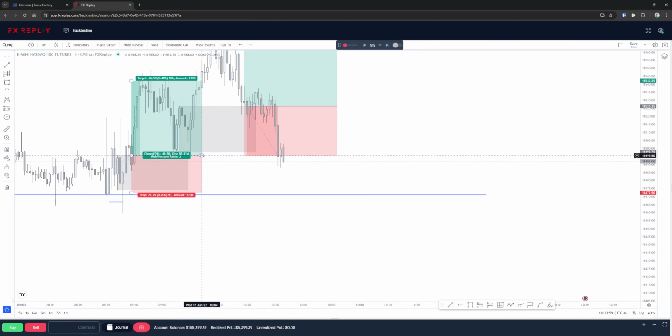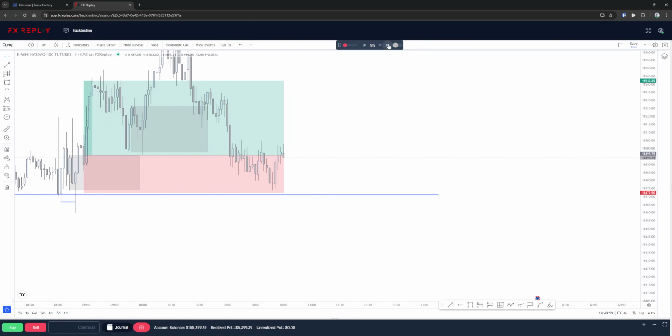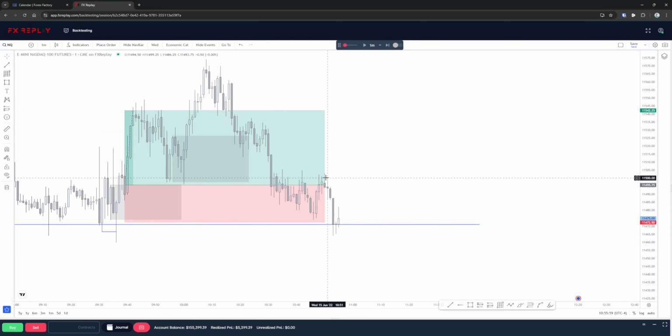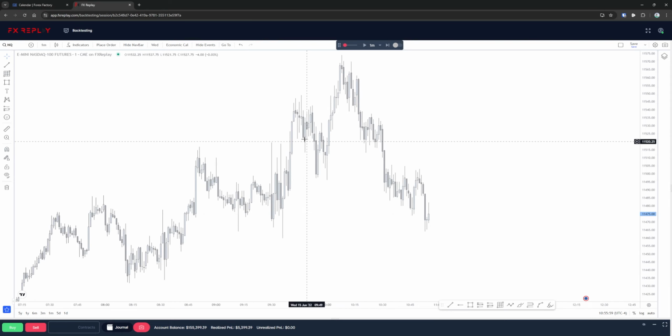Does it tap our original one? No, it gets tapped out. Cool. So that's what it is. One trade, one and done. Once that happens, we can go to next New York session.